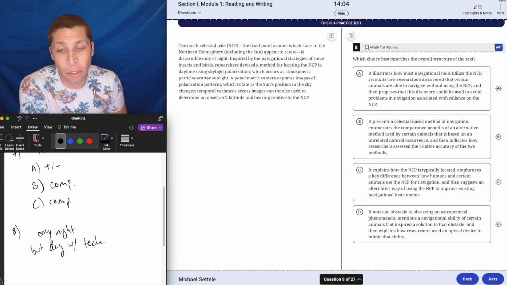Polarimetric camera captures images of polarization patterns which rotate as the sun's position in the sky changes. Temporal variances across images can then be used to determine an observer's latitude and bearing relative to the NCP.